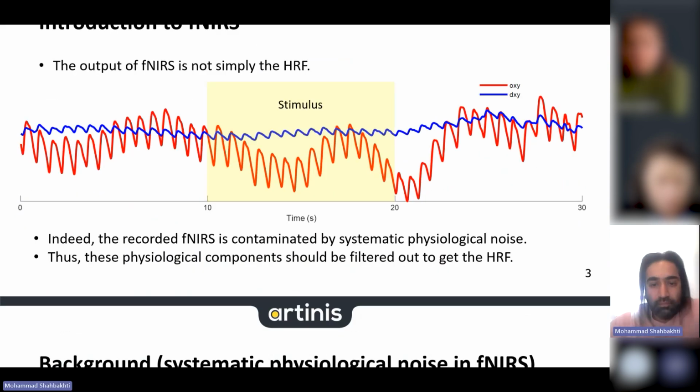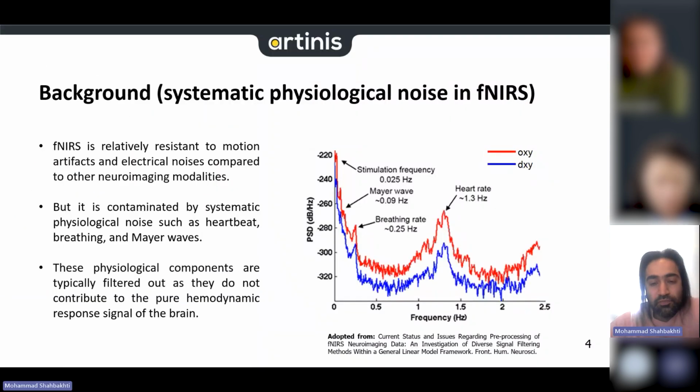On the right side of the screen, you can see a spectrum, or FFT, let's say. This, I think, is an easier term. A spectrum of fNIRS data. As you can see, we have several peaks at specific frequencies, each of which stands for something. We have Mayer waves, breathing rate, and heart rate.